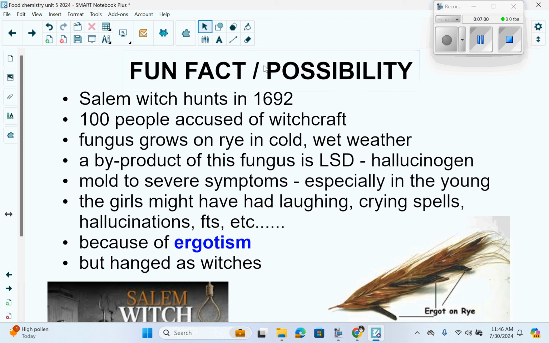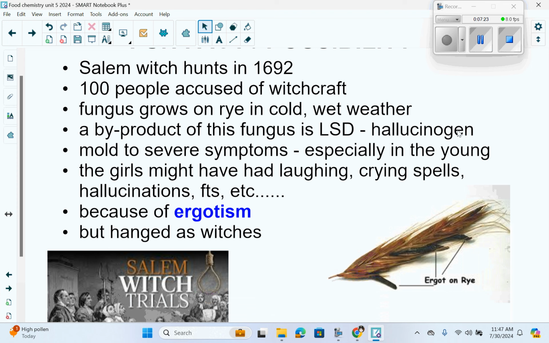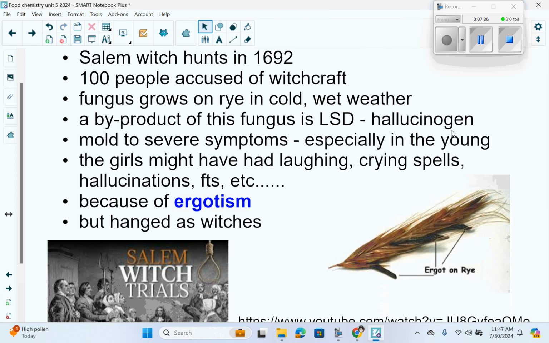And then here's just a fun fact possibility. Okay, I just thought this was neat when I saw this. If you know anything about the Salem witch hunts in 1692, about 100 people were accused of witchcraft, and people were hanged as witches. But what I just want to mention here is that there is the possibility, this is not 100%, that there's a fungus that grows on rye in cold, wet weather.